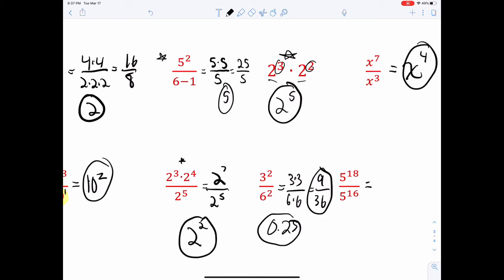And this one, yep, you have the same bases. They're 5, so you can subtract the exponents. You should get 5 squared.